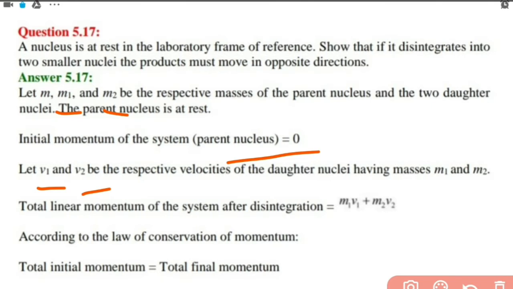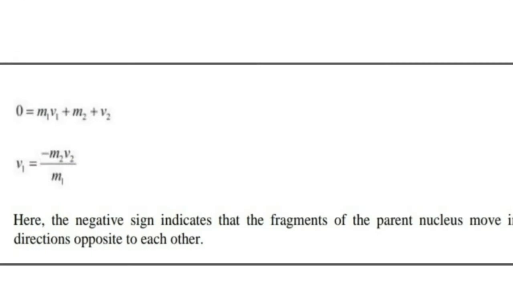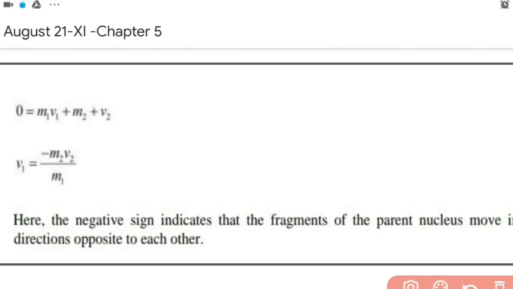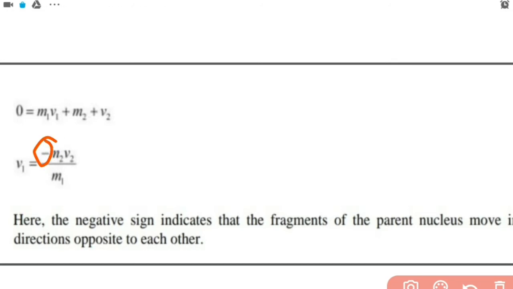The total momentum after disintegration becomes m1v1 plus m2v2. But according to the law of conservation of momentum, total initial momentum should be equal to total final momentum. So equating, m1v1 plus m2v2 will be equal to 0. When we write for v1, we'll have a negative sign there. It is that negative sign which shows that v1 and v2 are in opposite directions. So we proved that v1 and v2 are in opposite directions, which means the two daughter nuclei should move in opposite directions.